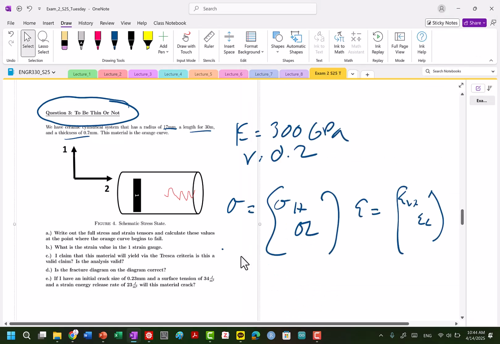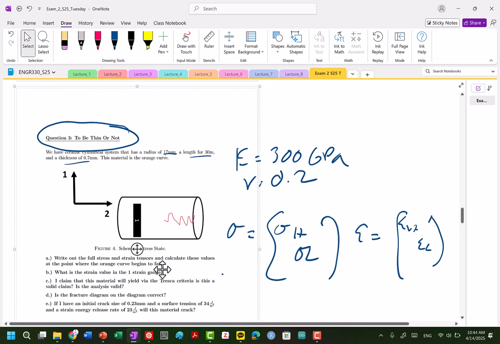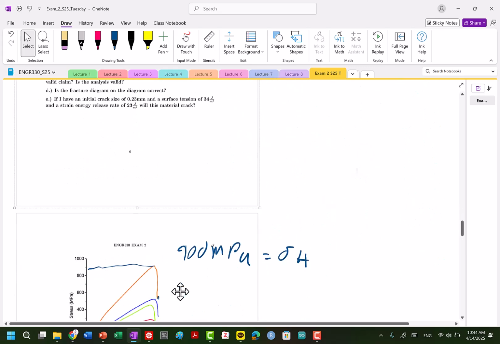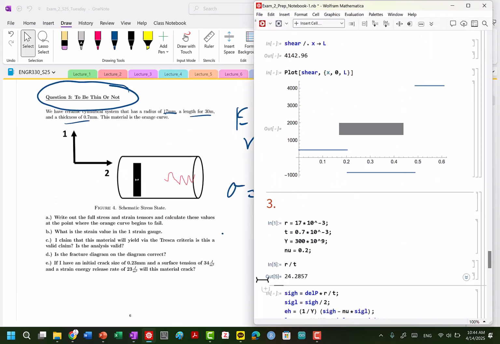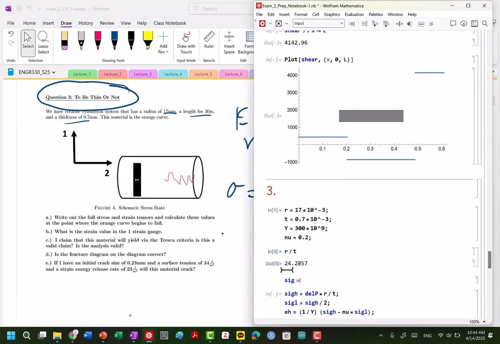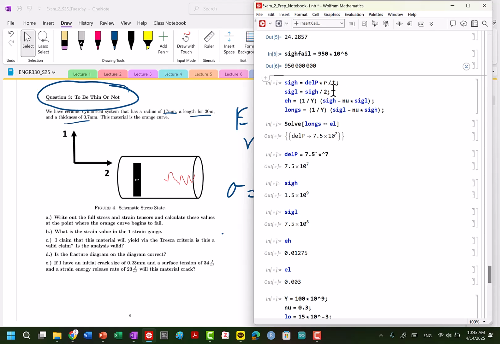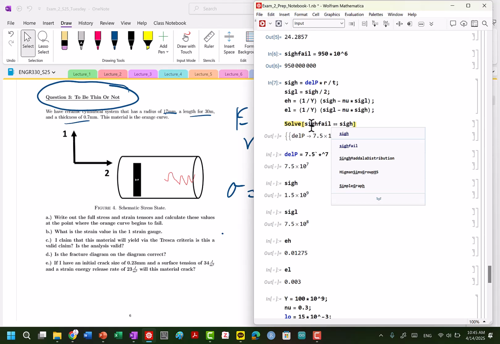And we know that our sig H at failure is about 900 megapascal. So our sig H fail equals 950 times 10 to the 6. So I'm also going to define that my sig H is this, EH, EL. So we've got all of our definitions here. So we need to solve when does sig H fail equal sig H, because that's what we essentially have. So that's our del P.